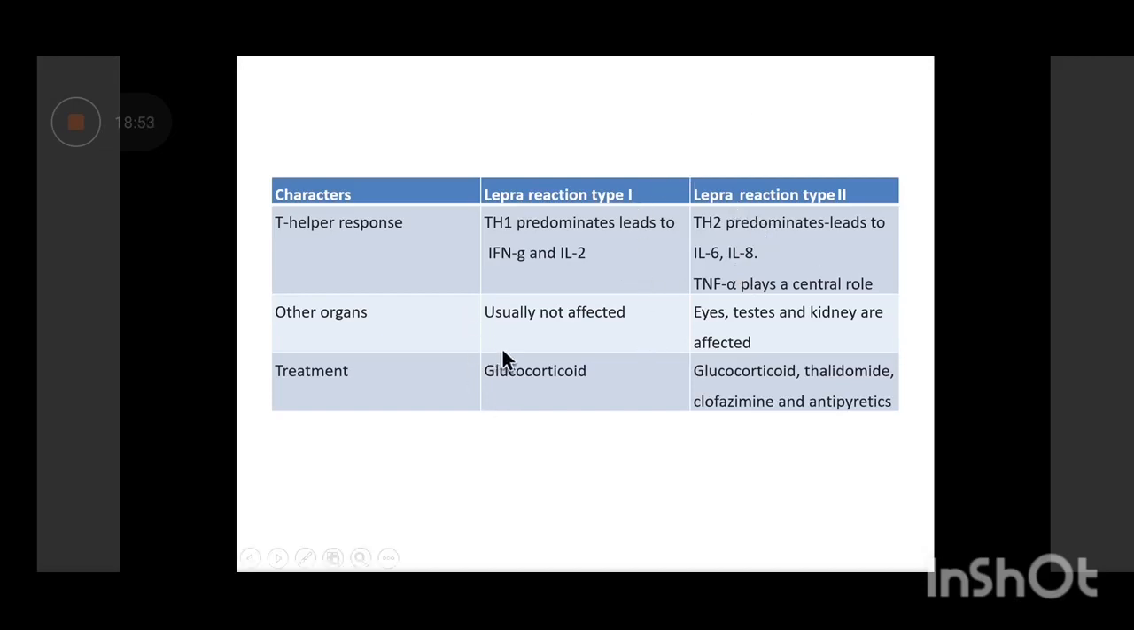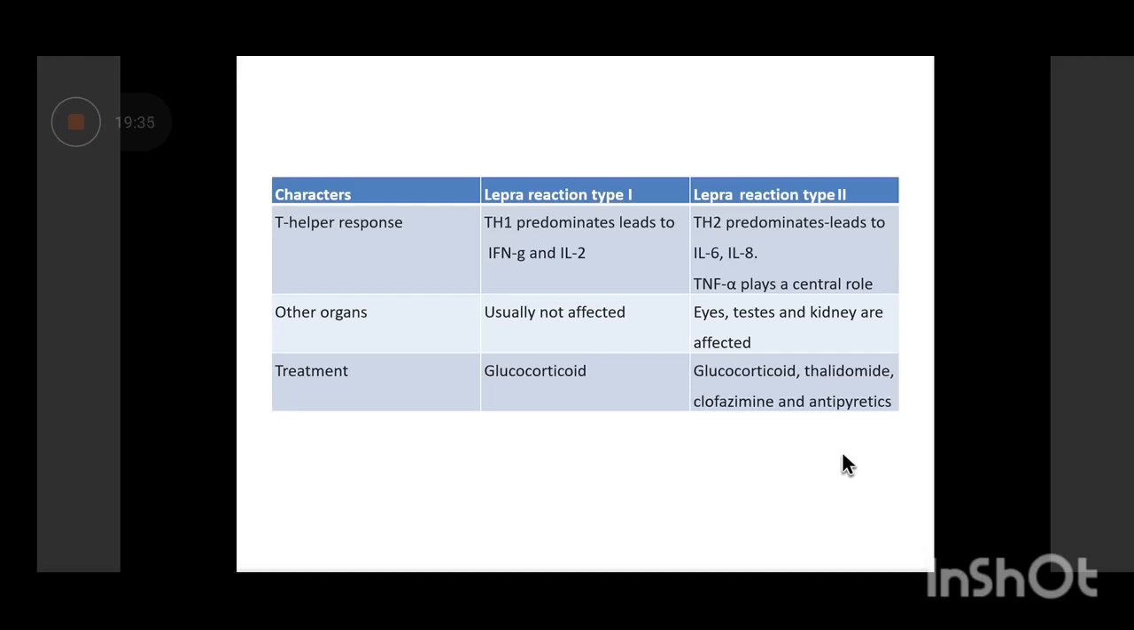Accordingly, the cytokines which are released are different. Usually other organs are not infected in case of lepra reaction type 1, but in lepra reaction type 2, this reaction can involve other organs like eyes, testes, and kidney. Now coming to the treatment. In lepra reaction type 1, we give glucocorticoids, whereas in type 2 we can give glucocorticoids, thalidomide, clofazimine, and antipyretics. So this is the difference in lepra type 1 and type 2 reaction.